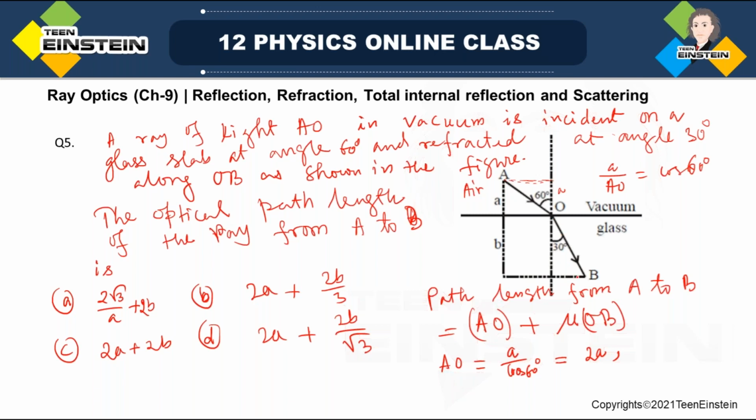And what is OB? Again, you look, this much is B. This is 30 degree. So OB will be B by cos of 30. Cos of 30 is root 3 by 2, so OB is 2B by root 3. We'll write this information on the next page.